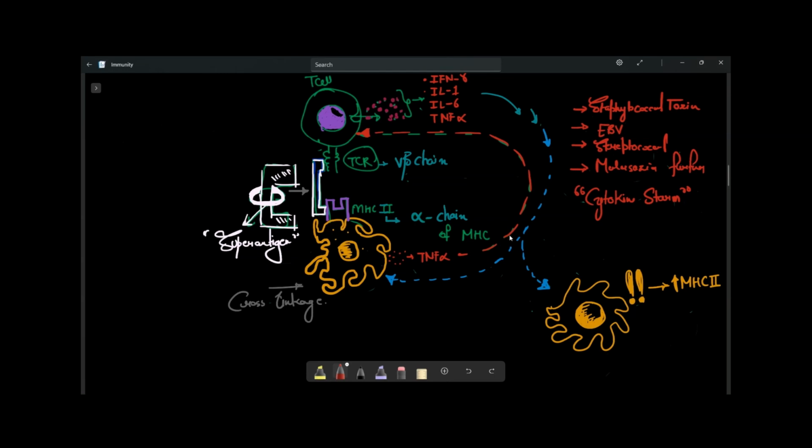they activate the macrophages, by upregulation of the MHC second complex of the macrophages, and the cytokines which are being released by the macrophages further result in the activation of the T cell.